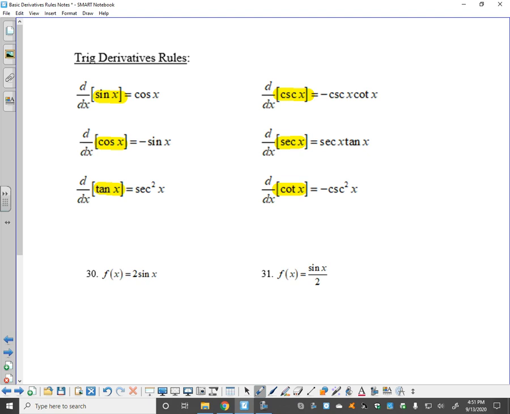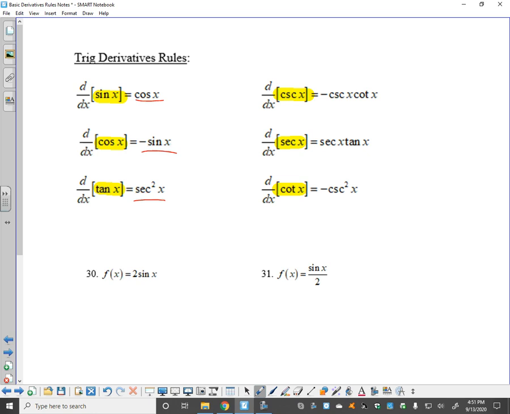Okay, now the d over dx in the front says I'm getting ready to take the derivative of sine of x, the derivative of cosine of x, the derivative of tangent of x. You have to memorize these because you're going to use them a lot. So the derivative of sine is cosine. The derivative of cosine is negative sine. The derivative of tangent, secant squared.